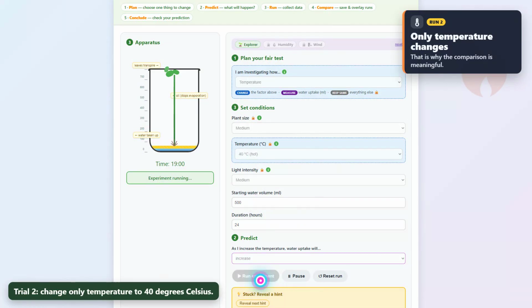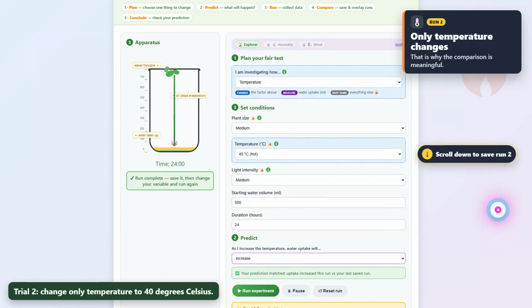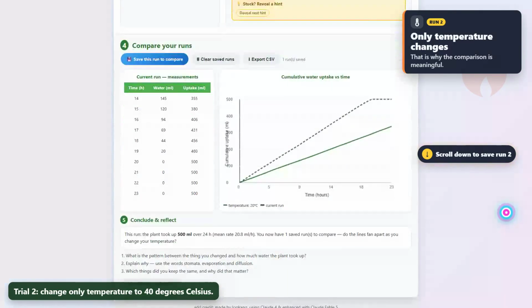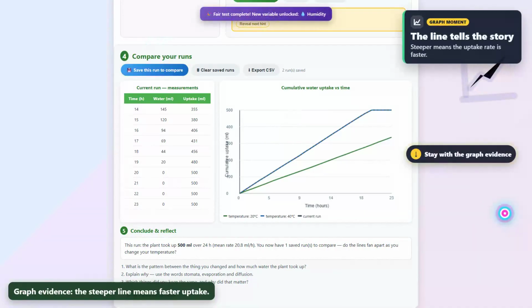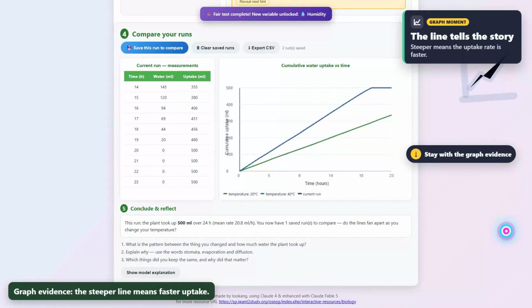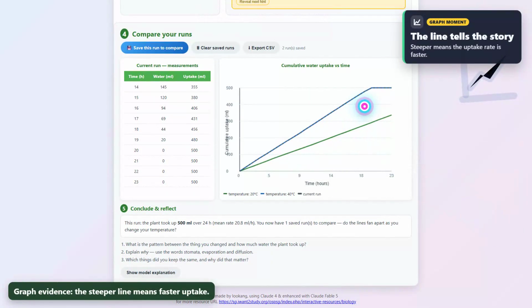The graph is the key evidence. Two saved runs let us compare the rate of uptake. A steeper line means the water level is falling faster, so the plant is taking up water more quickly. In science, the conclusion should point back to the evidence. At higher temperature, transpiration increased, so water uptake increased.